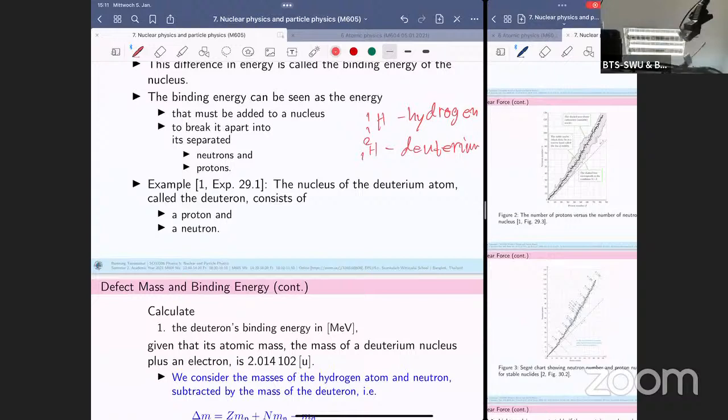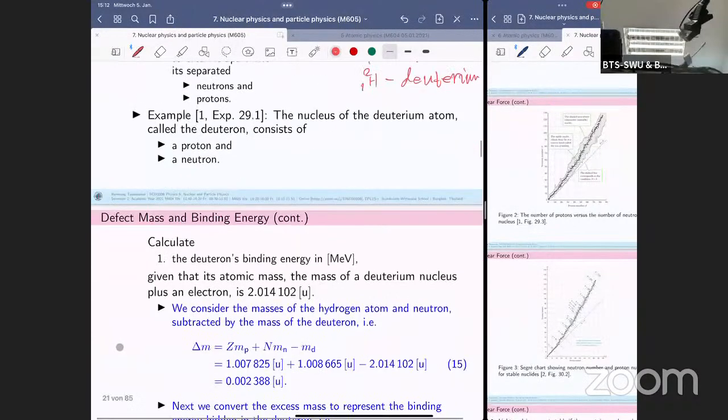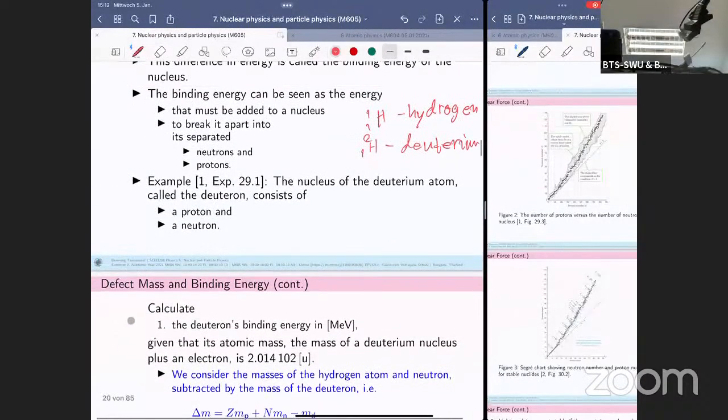deuterium is composed of proton and neutron, right? Yes, there is also neutron here. Okay, a single proton and single neutron staying together in the nucleus. Calculate the deuterium binding energy in mega electron volts. Okay, given the atomic mass, or the mass of the deuterium nucleus plus electron, is 2.014102 atomic mass unit. Okay, so this is the question.